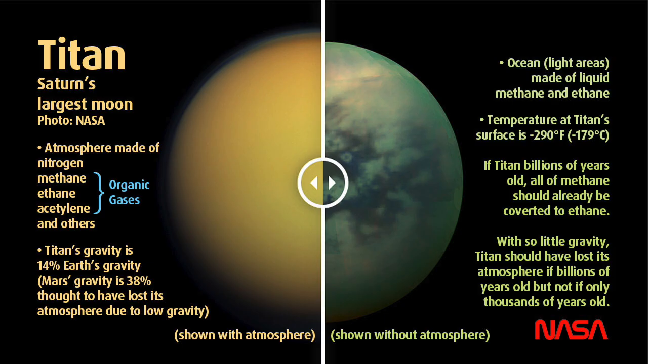Looking on the right-hand side, we can see this is the view of Titan without the atmosphere in the way. The ocean, which is the light areas, are made of liquid methane and ethane. And the temperature at Titan's surface is minus 290 degrees Fahrenheit. If Titan is billions of years old, all of the methane should already be converted into ethane. And with so little gravity, Titan should have lost its atmosphere if it's billions of years old, but not if it's only a few thousand years old.